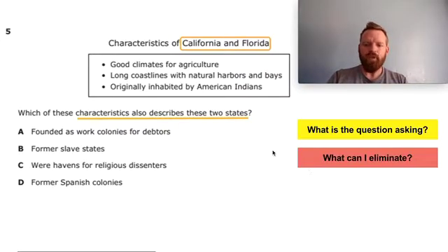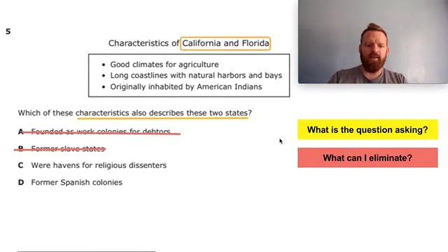So, what can I eliminate? Well, first of all, former slave states. These two states were not both former slave states. California was not a slave state. So we're going to eliminate that right off the bat. And then the next one, founded as work colonies for debtors. Neither one of these were founded as work colonies for debtors. In fact, the state that was founded as work colonies for debtors was Georgia. So that's neither one of these.